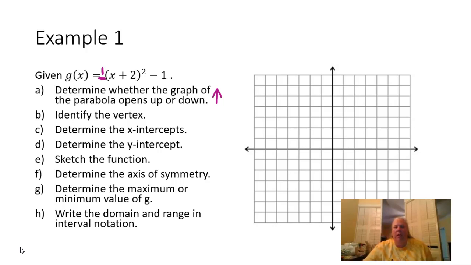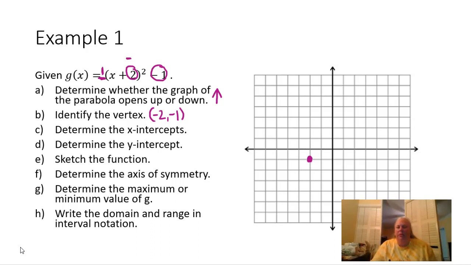Part B, identify the vertex. Well, the vertex is located at H and K. And for H, we want the opposite of this number, and then K is going to be back here. So the vertex is going to be at -2 and -1. And let's go ahead and graph that right here, because we're going to have to graph this down in part E. All right, part C, determine the x-intercepts.